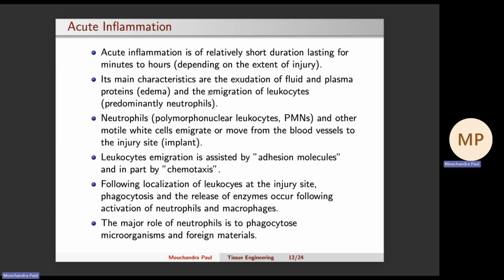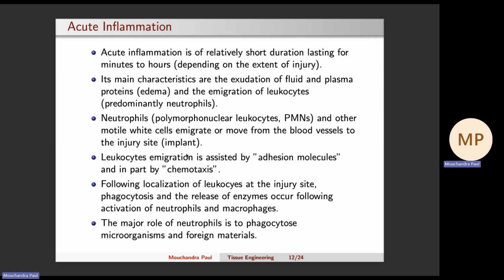So in the beginning, which leukocyte is predominant? It is the neutrophils. Neutrophils have multi-lobed nuclei, which is why they are also called polymorphonuclear leukocytes. These PMNs and other leukocytes will migrate from the blood vessels to the implant site. Their migration is assisted by adhesion molecules and in part by chemotaxis. We discussed this, how they migrate.